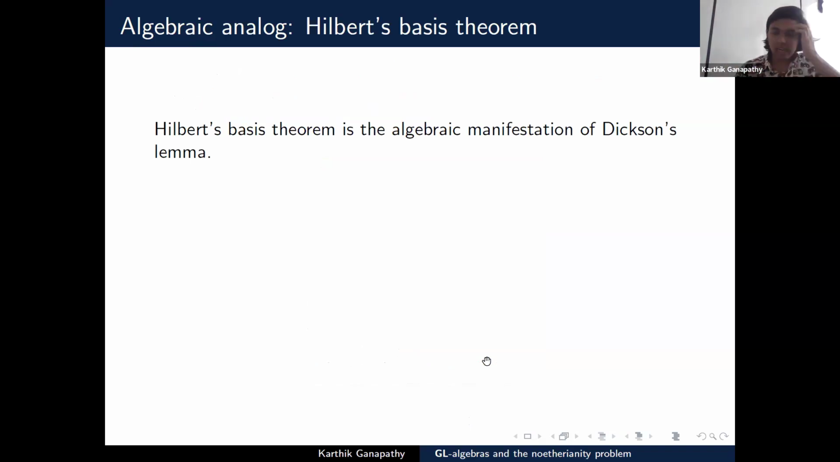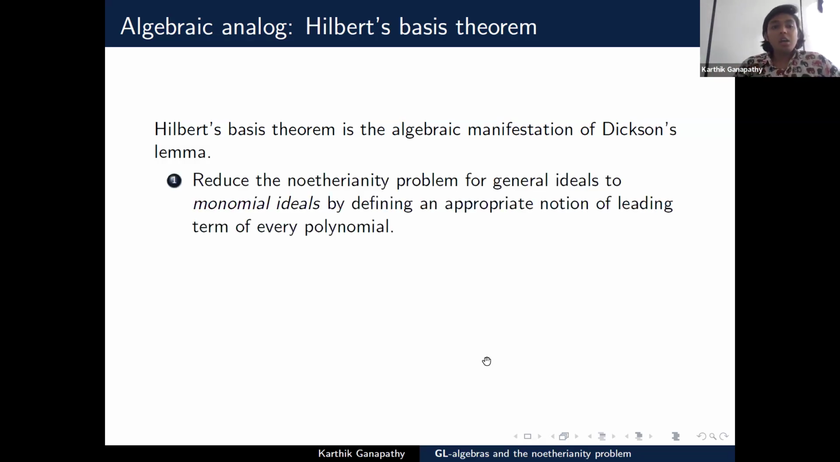And I want to give a broad-stroke picture of how these two are connected. So you first reduce the Noetherianity problem for general ideals in the r-variable polynomial ring to monomial ideals by first defining an appropriate notion of leading term for every polynomial. That's something that you can do. And so this would essentially say that if you can show that monomial ideals are Noetherian, then this implies that all ideals are Noetherian.